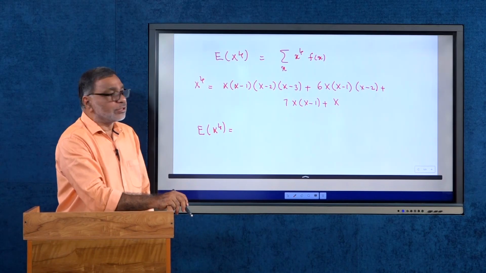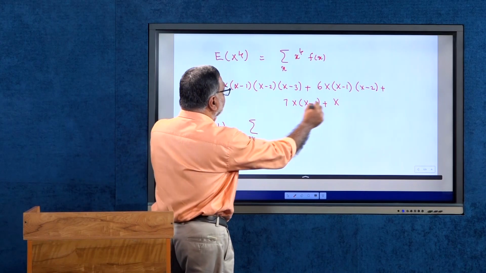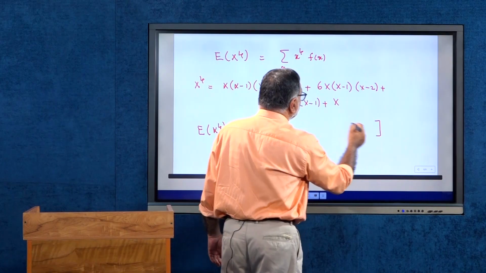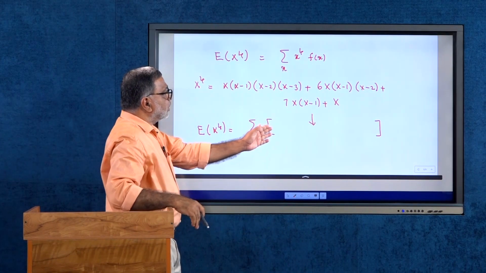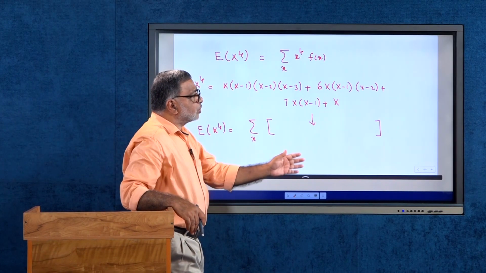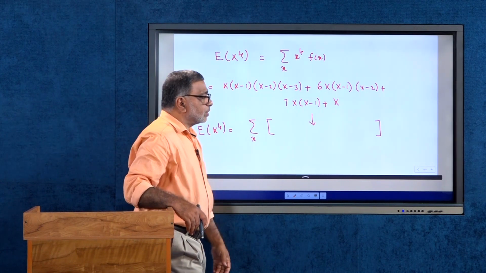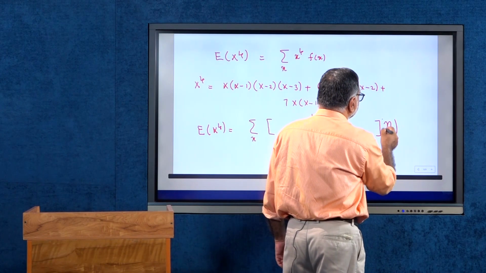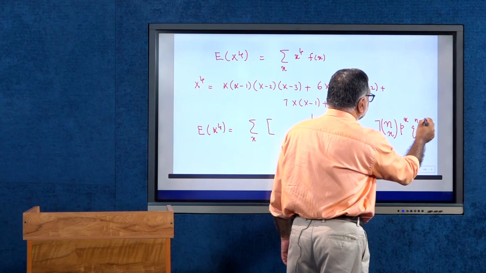Expectation of x power 4 is equal to sigma over x, this expression. Instead of x power 4, you are writing the value here, that is x into x minus 1, x minus 2, x minus 3 plus 6x into x minus 1, x minus 2 plus 7x into x minus 1 plus x, into fx, which is ncx p power x q power n minus x.